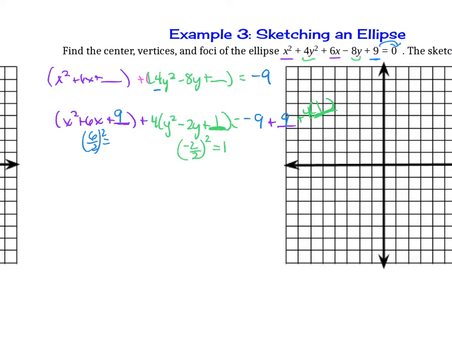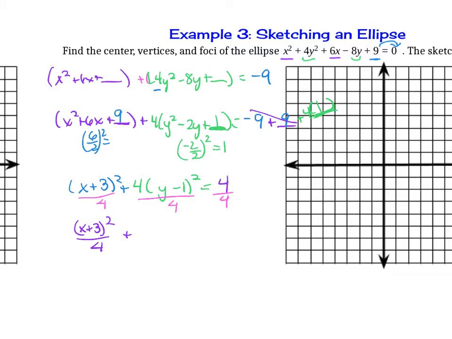Now let's write the squared binomials. We have x plus 3 squared plus 4 times y minus 1 squared equals on the right, so negative 9 plus 9 is 0, equals just 4. So now we do what we did in the previous problem. Let's divide everything by 4 because it must equal 1. So now we have (x plus 3) squared over 4 plus 4 divided by 4, so (y minus 1) squared over 1 equals 1.